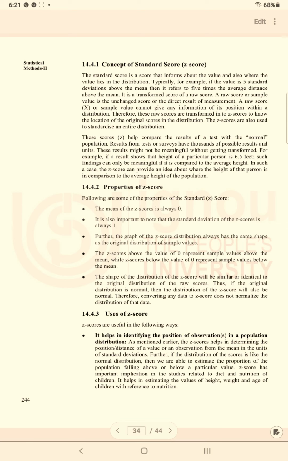Z-score has important implications in the studies related to diet and nutrition of children. It helps in estimating the values of height, weight and age of children with reference to nutrition.